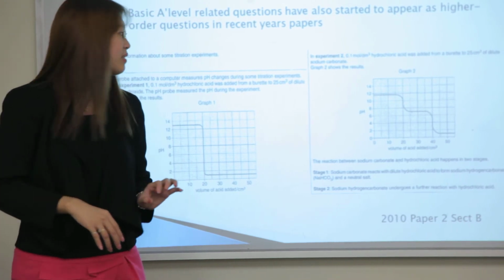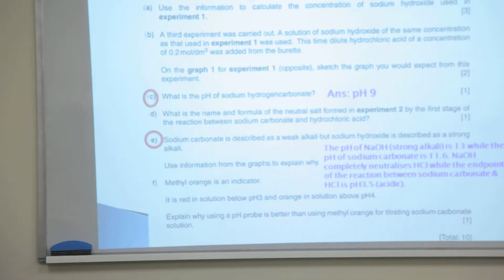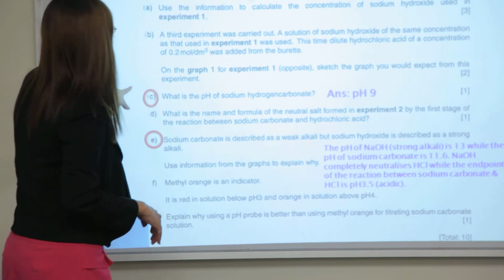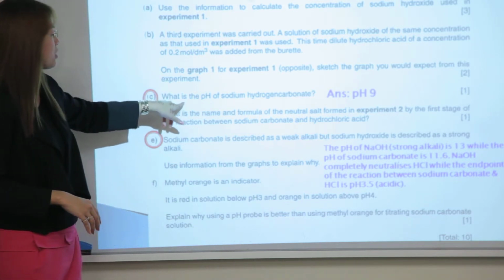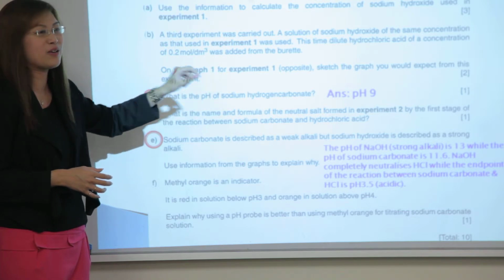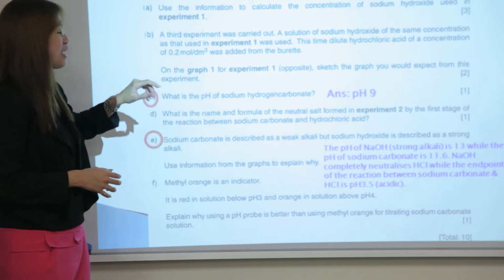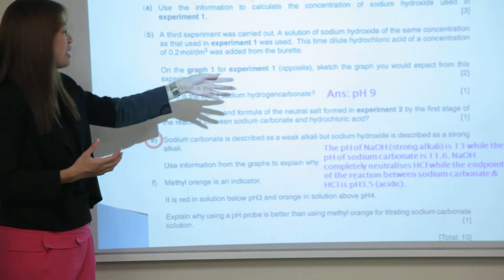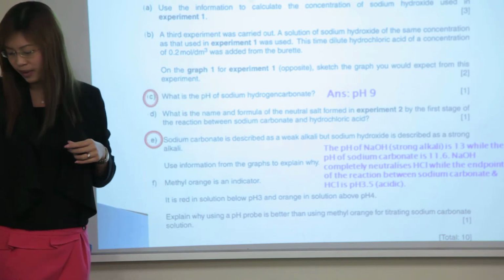So let's take a look at the question further. That's part C and part D. They want the students to give as an answer what is the pH of the sodium hydrogen carbonate. So if you can't read the graph, you can't even get the pH 9. Alright, so let's move back to the graph.